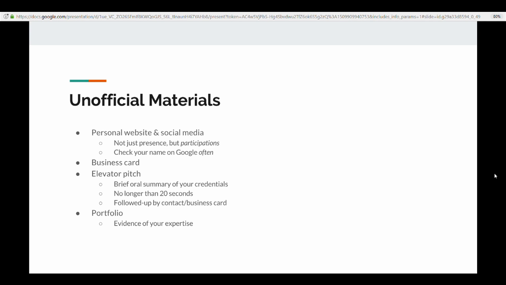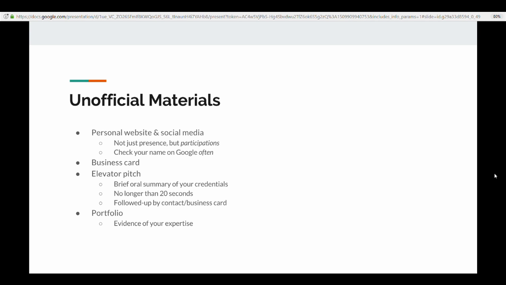Business cards: you can actually get these through the NC State print office. I'm blanking on the name of it. There's a print office in the student union. They will print business cards for you. Anytime you're out in a professional environment, make sure you have these with you.